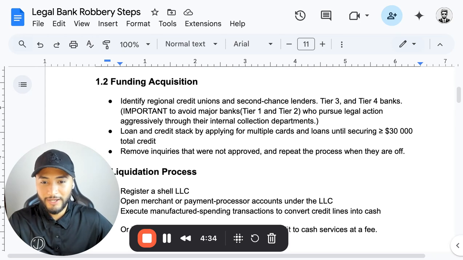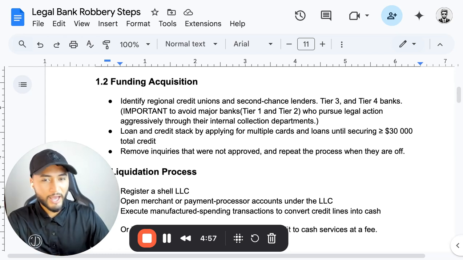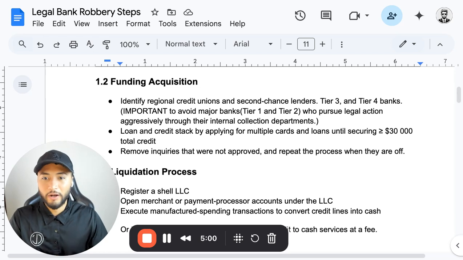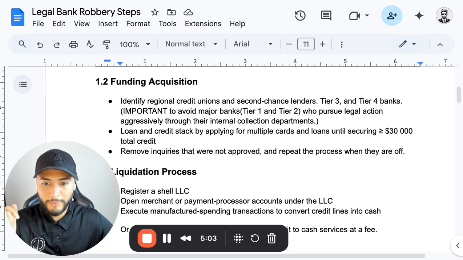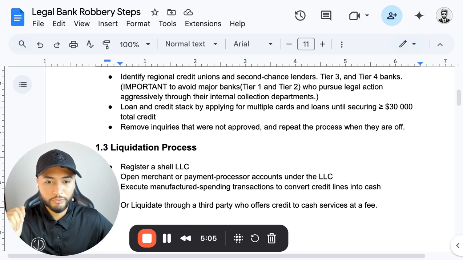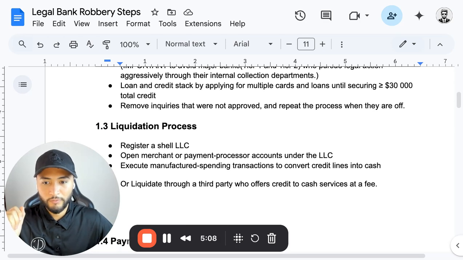Now, the loan and credit stack by applying for multiple cards and loans. 30K is just a bare minimum, really. If you optimize, you should get at least 100,000. It does take time and things to add to your credit report because you're not going to have a perfect, strong credit report overnight. You have to actually add information, show that you use your credit and pay it off, and that's how you build a strong credit report. You can remove inquiries that are not approved. There's so many ways to do that. You can use consumer law in your favor.